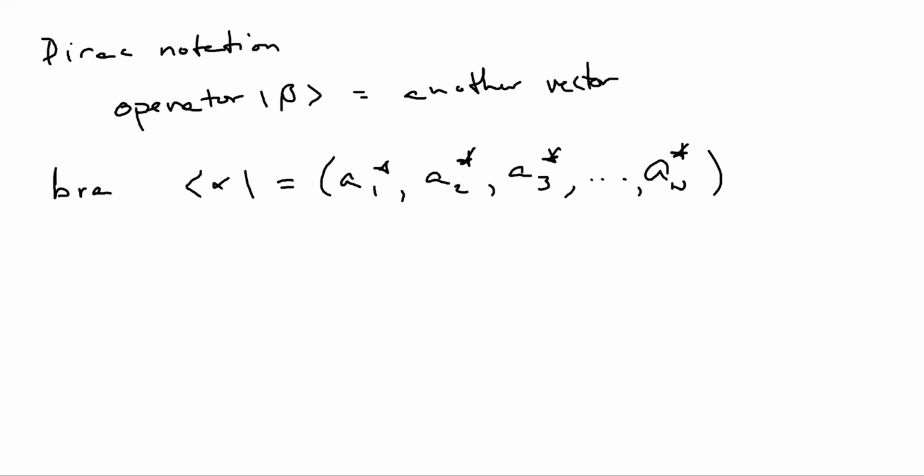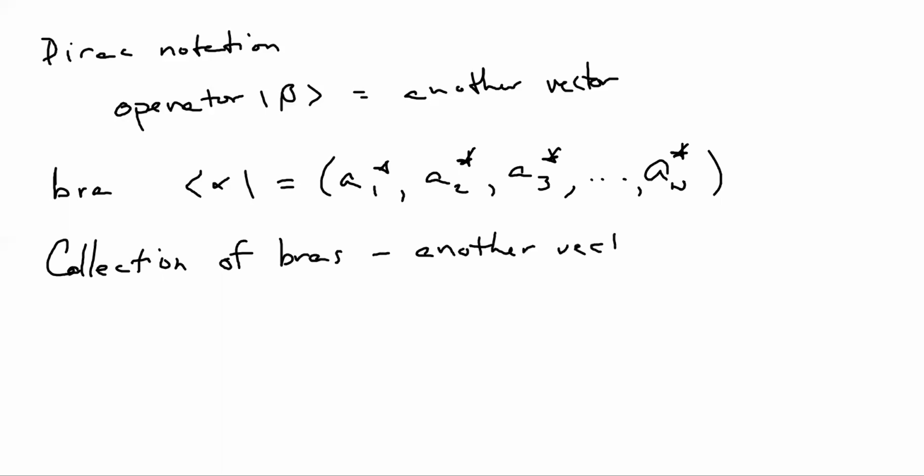If you've got a collection of all these bra things, these functions, that is another vector space. So the collection of these bras is another vector space, and that other vector space we can call the dual space.